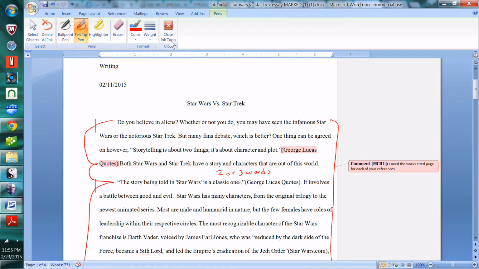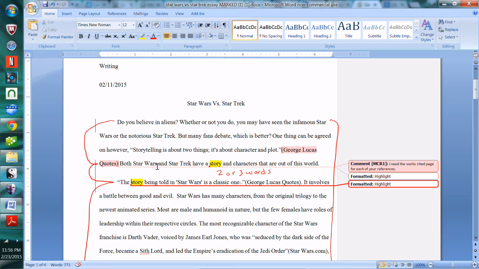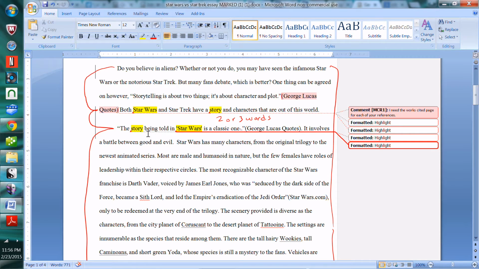So let's look at our ending sentence here. Both Star Wars and Star Trek have a story and character that are out of this world. The story being told in Star Wars is a classic one. And what I want you to do is highlight the words you're using. And you have fine transitions here because you have Star Wars and story. Let's see if we have story in Star Wars. The story being told in Star Wars is a classic one.